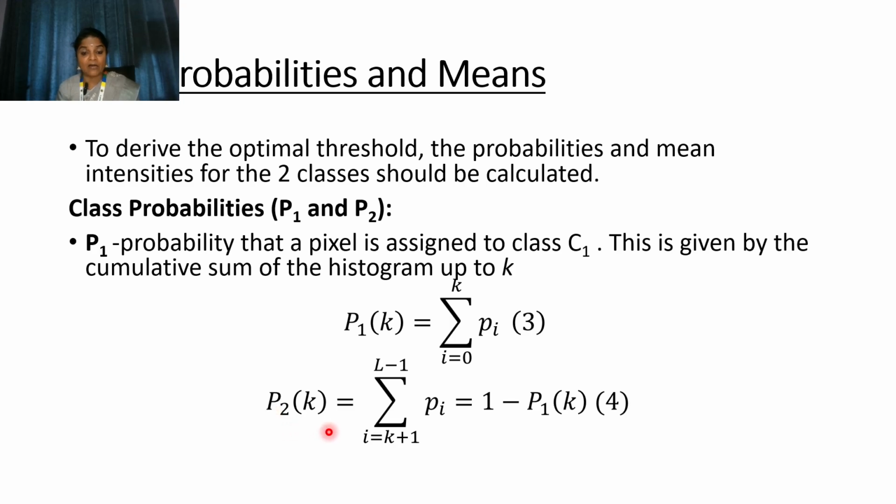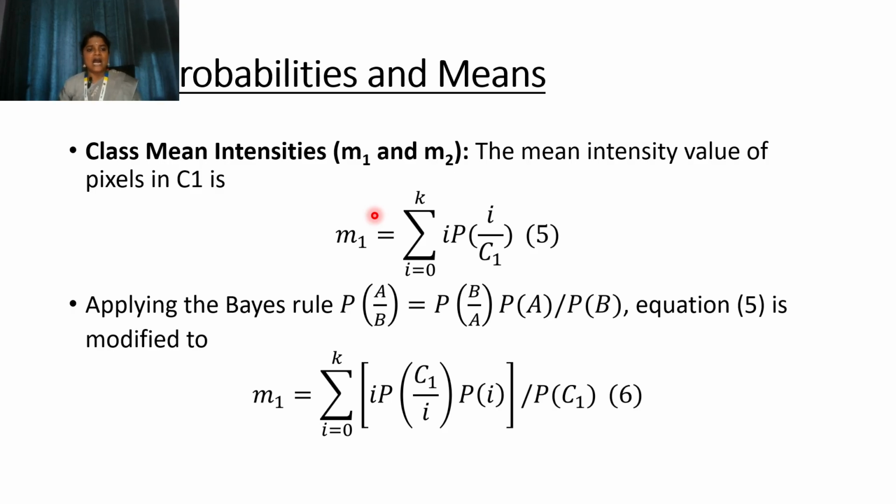So P2 of K can also be calculated using the equation 1 minus P1 of K. So we have calculated both the class probabilities P1 and P2. Okay. Now, after calculating the class probabilities, we are going to calculate the class means, M1 and M2. So, what is going to be M1? M1 is going to be the average of all the pixels belonging to class C1. And M2 is going to be the average of all pixels belonging to class C2.